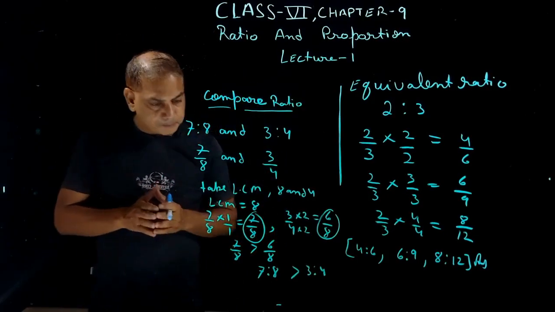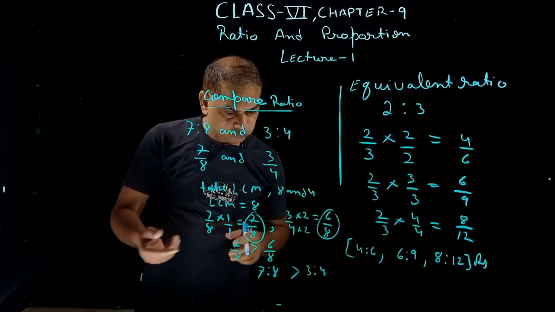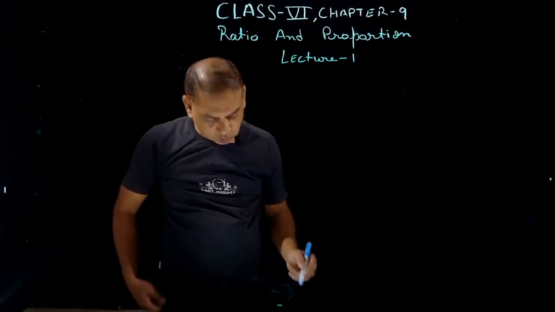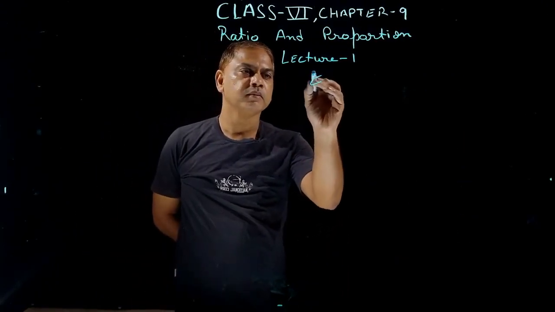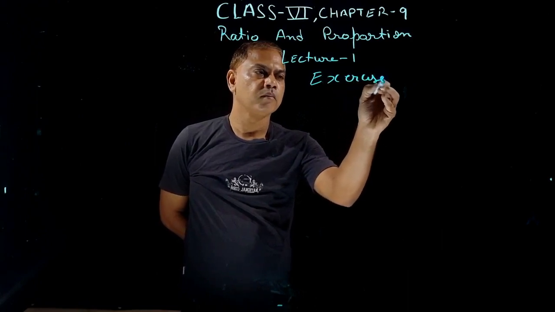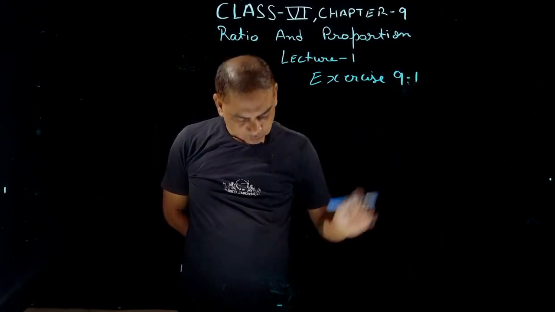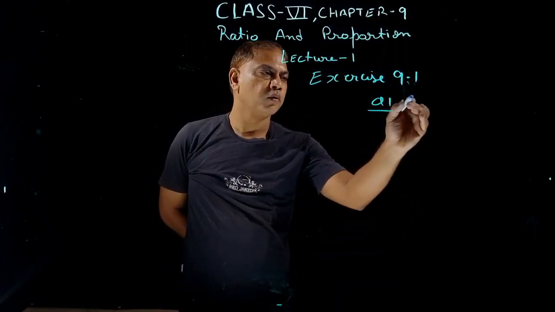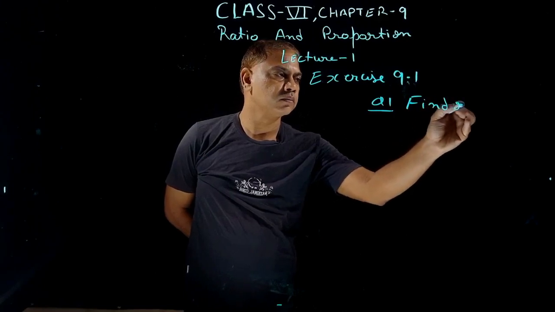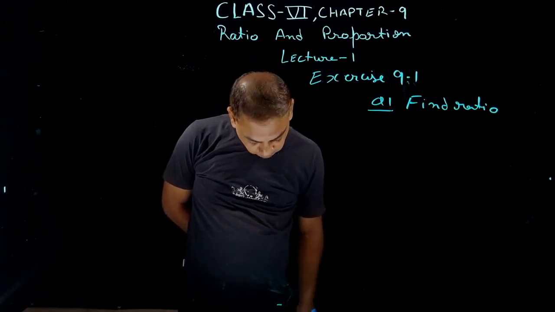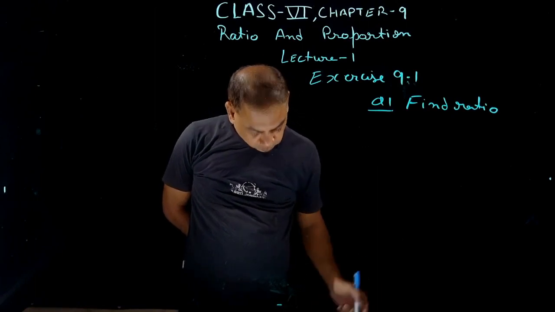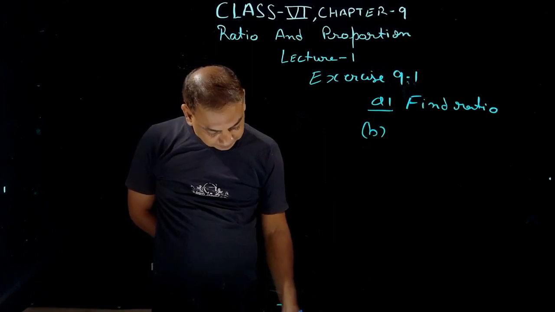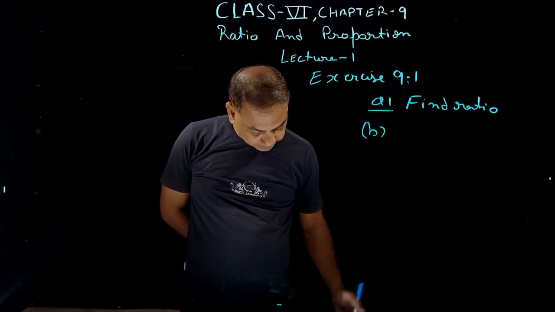Now come to the exercise students. Now come to exercise 9.1 student. Okay, find the ratios of the following. Question number 1, find ratio. Okay, now I will do the second part for you. B part, page number 115, exercise 9.1. 45 paisa to rupees 3.